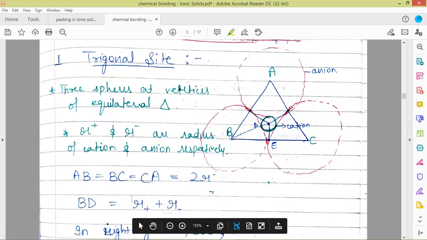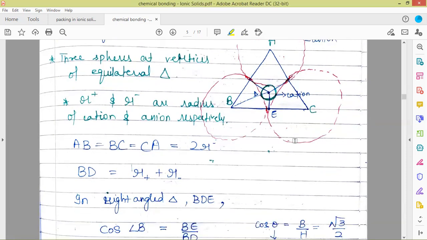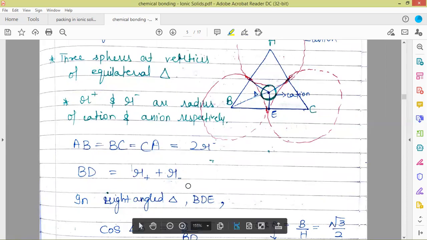So from here we can see that this is equal to 2r negative, that is, two anionic spheres are joining here, and this is the radius. So this side is equal to double the radius of anion, and BD is equal to, if D is the central point here, this is D, this is E, BD is equal to r positive plus r negative, as we have discussed.